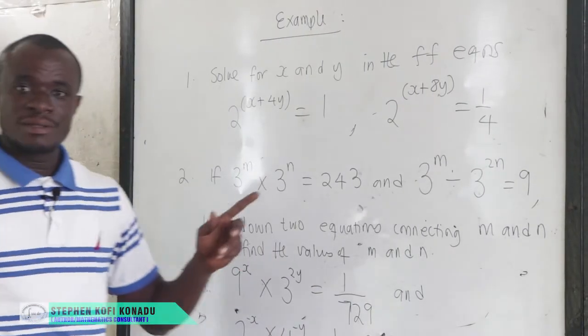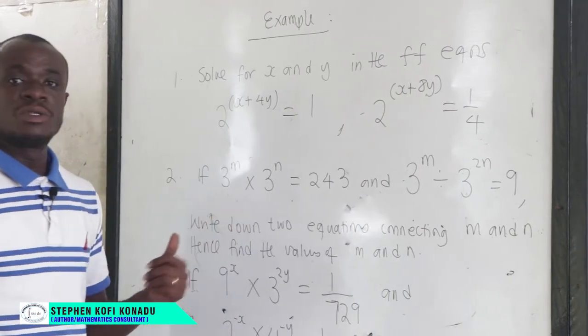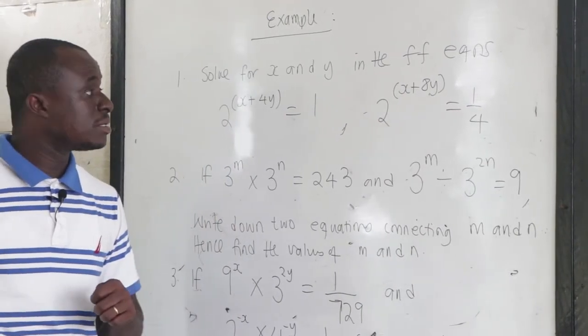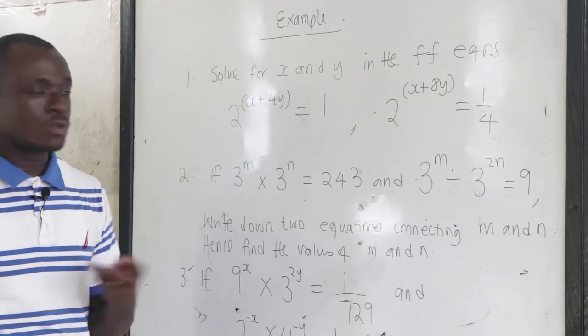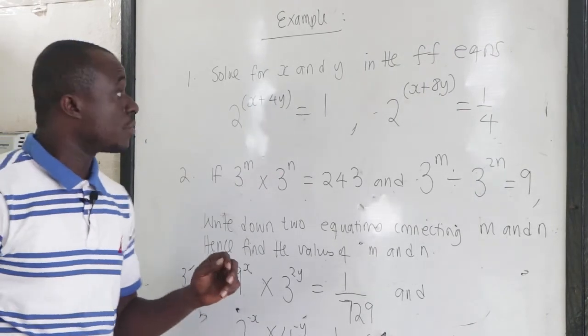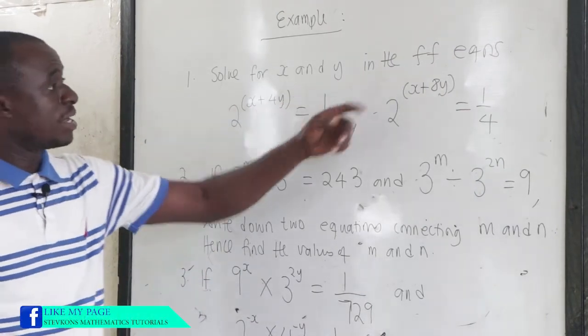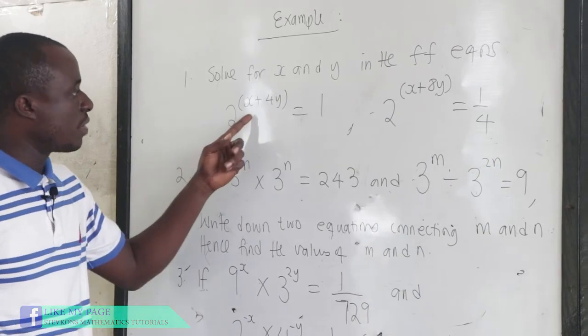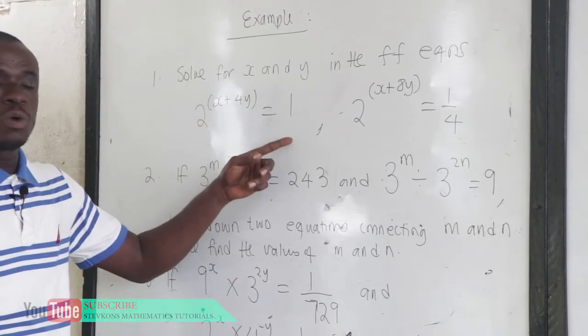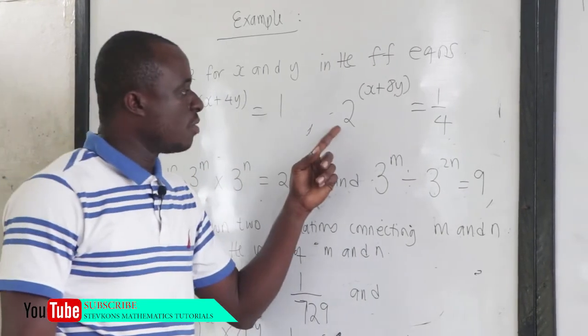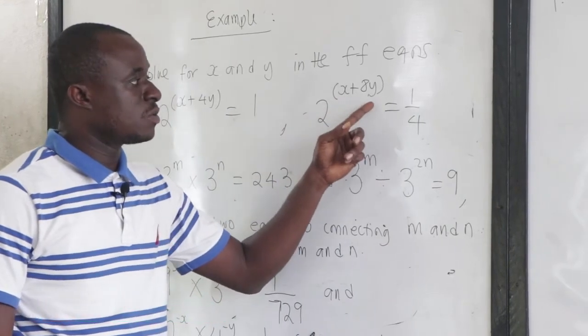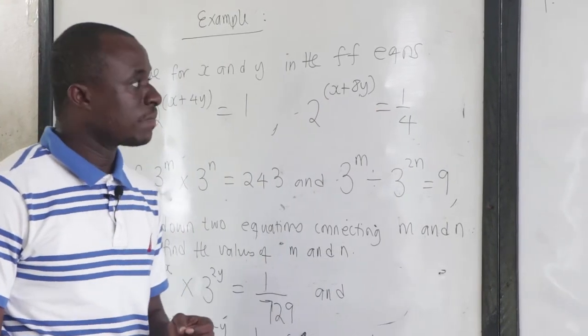Now, this is an example under simultaneous equation, but it is still under indices. Let's see how such questions are solved. All these are past questions. Solve for x and y in the following equations. The first one, 2 to the power (x + 4y) equal to 1. And then we have the other one, 2 to the power (x + 8y) equal to 1 over 4.